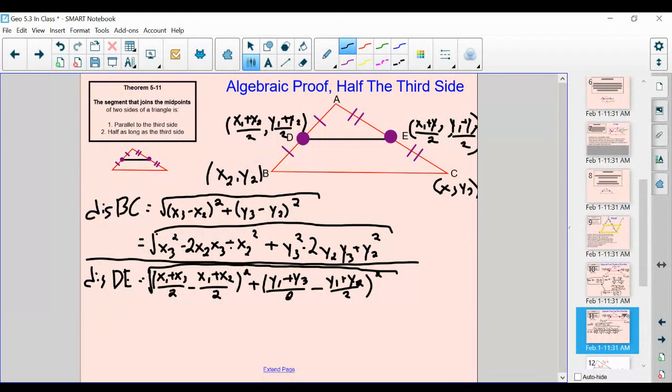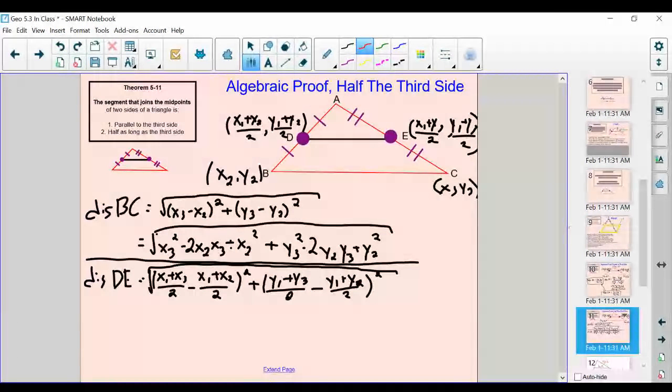As you can see, we have some things canceling out. We have these x sub 1's canceling out because it's x sub 1 plus x sub 3 over 2, and then x sub 1 plus x sub 2 over 2, right? So we have common denominators, and we can cancel out our x sub 1's. Likewise, we can cancel out our y sub 1's there. But that might not be effective for us because we're trying to prove that it's going to be half of BC. So let's just keep it and see what happens. If we were to eliminate, it might not be as easy for us.